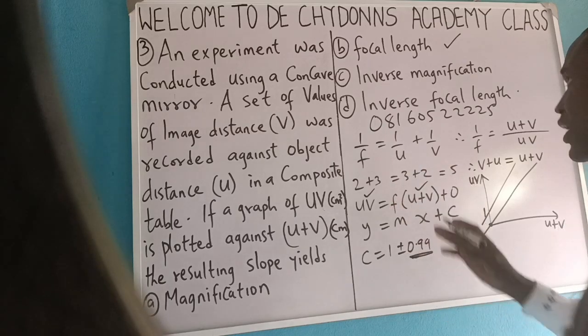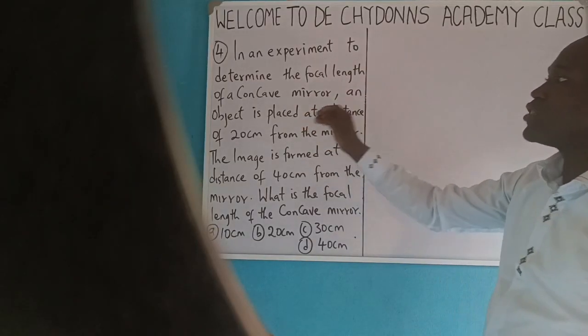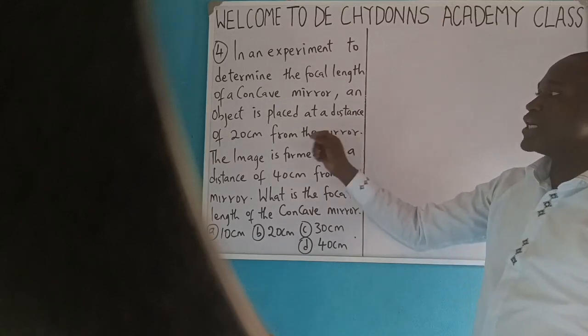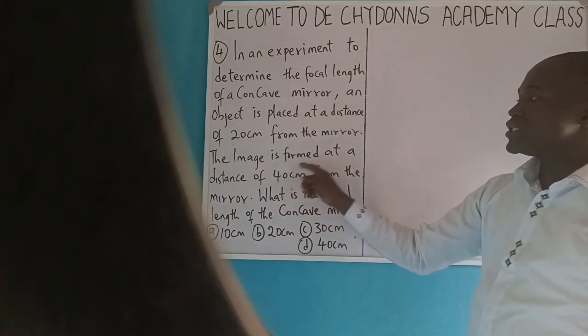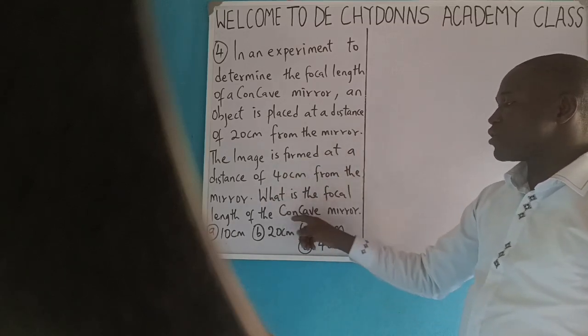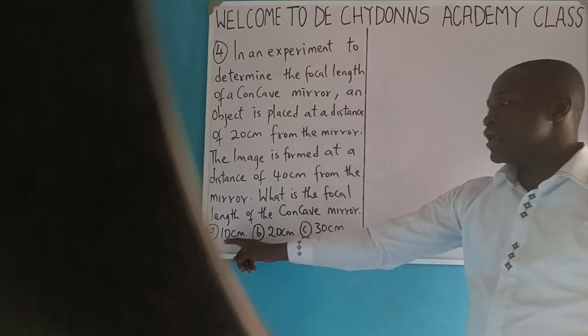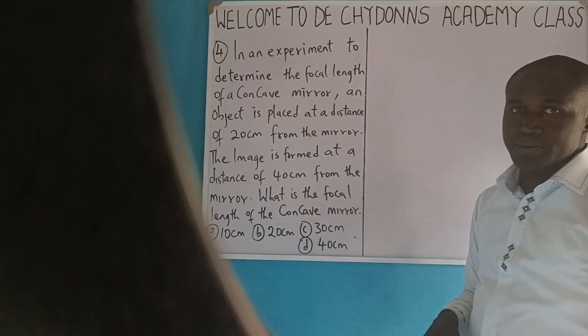Okay? Let's go to question number 4. In an experiment to determine the focal length of a concave mirror, an object is placed at a distance of 20 cm from the mirror. The image is formed at a distance of 40 cm from the mirror. What is the focal length of the concave mirror? A. 10 cm, B. 20 cm, C. 30 cm, D. 40 cm.